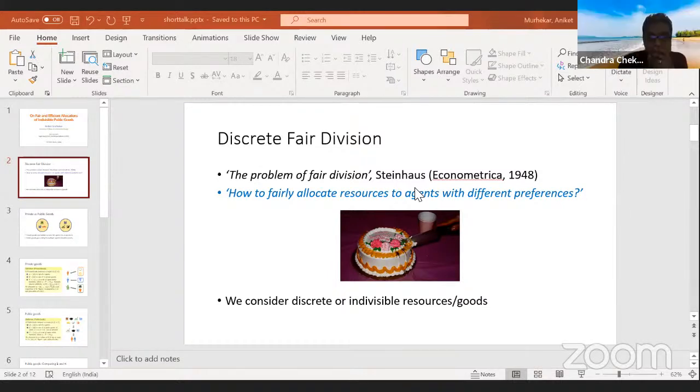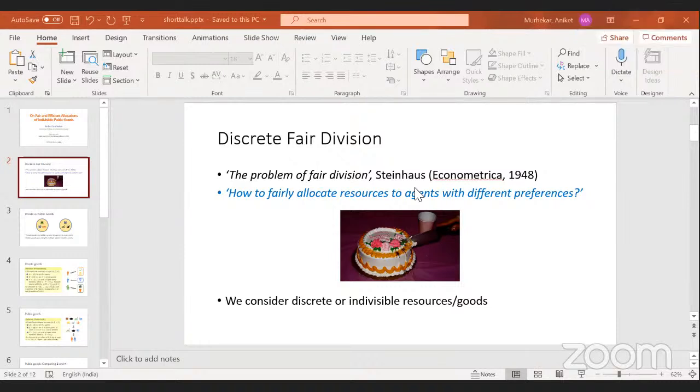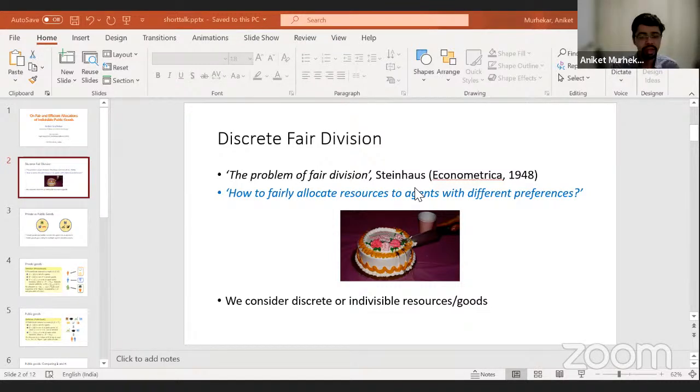Right. So I was saying that Steinhaus introduced the problem of cake cutting, where we want to divide a resource such as a cake among agents who have different preferences over which parts of the cake they'd like to receive. And we want the resulting allocation to be such that the agents perceive it as fair. Now, unlike cake division, where the resource is divisible, we consider the discrete setting where goods or resources are indivisible and cannot be divided and shared fractionally.